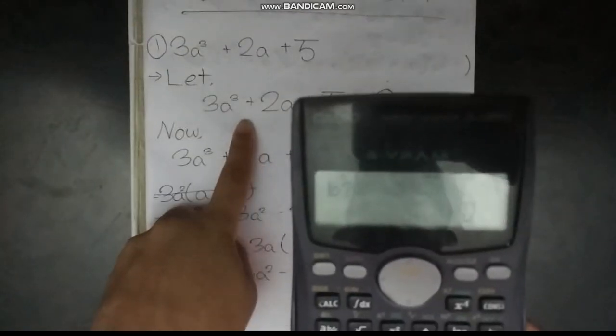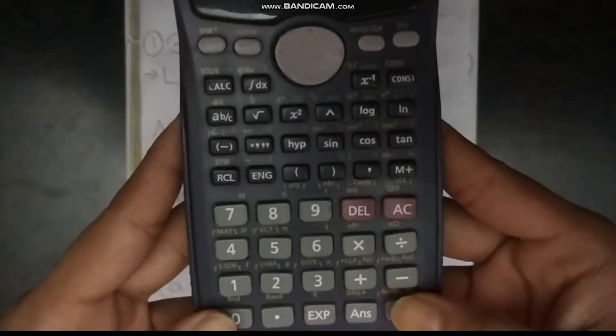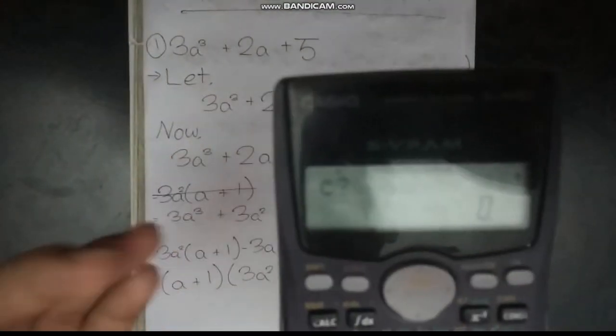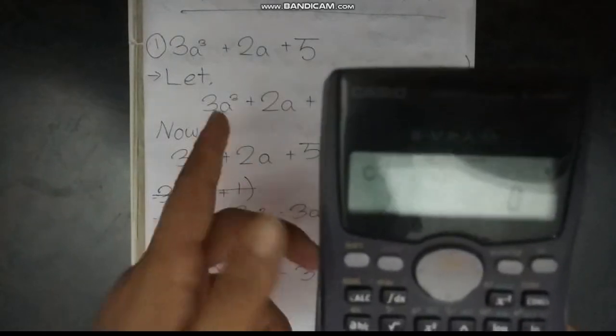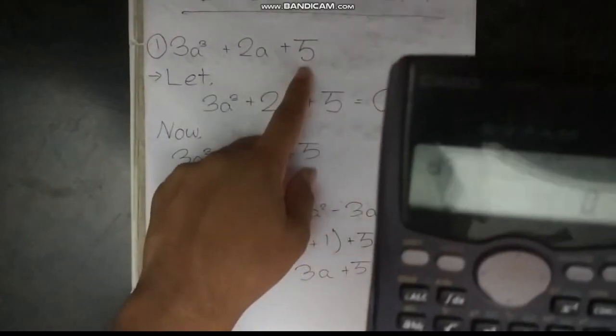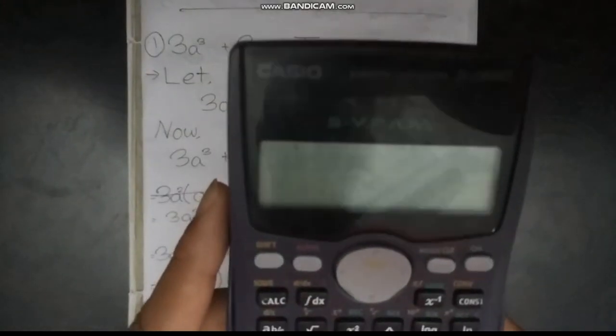Now there is no a square. That means we have to assume that the coefficient of a is equal to 0. So we write 0 here and press the equals sign. Again 2a, that is c, the third term. So we write plus 2, and d is the last constant, that is 5.